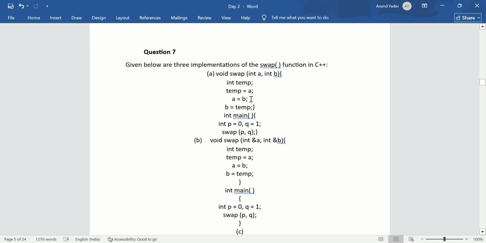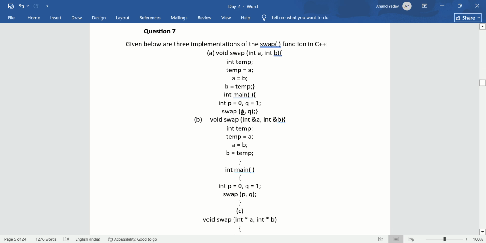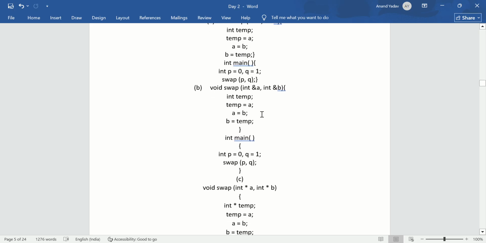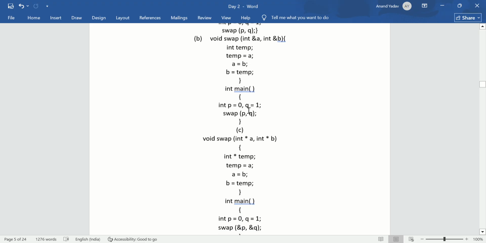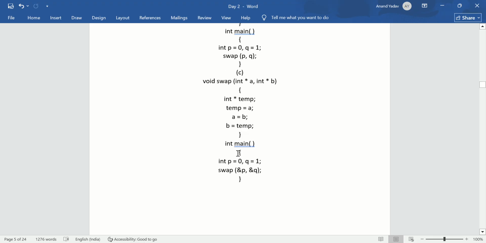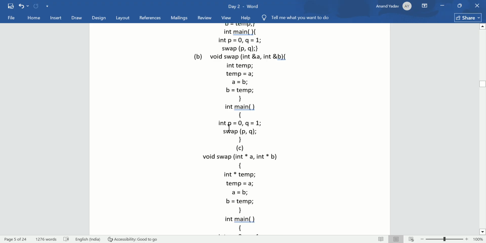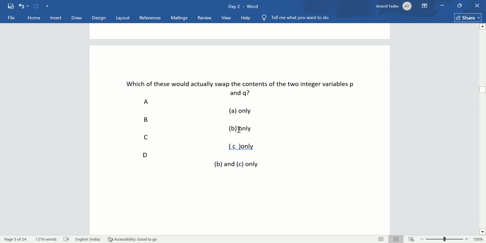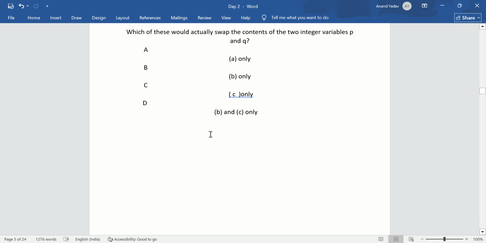First swap function does not change the value of a and b. Now the second function will change the value of a and b. And the third function only changes the address of a and b, not the value. So option B is correct for changing the value of a and b. So option B is correct, answer is B.